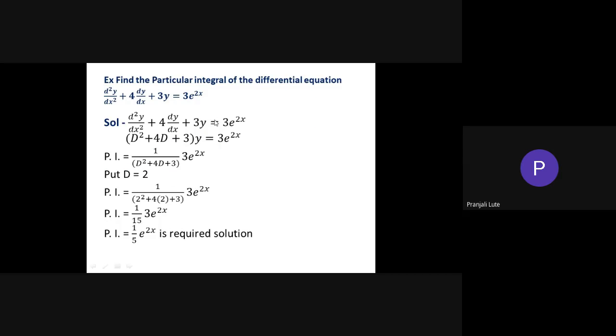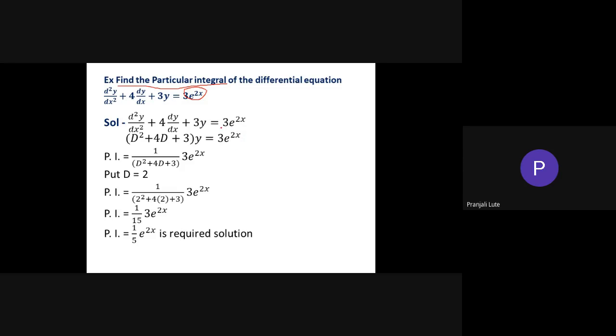Next, same case. Here, first case is e to the power ax. Again, the question is find the particular integral. If your question is find the general solution, then you have to write down complementary function and particular integral both. But your question is find the particular integral, so you have to find out only the particular integral. So (D square plus 4D plus 3) y equals 3 e to the power 2x.